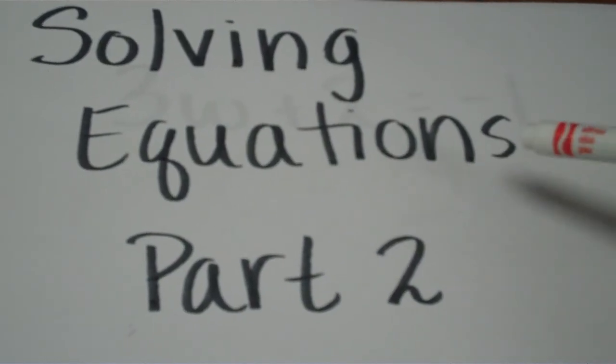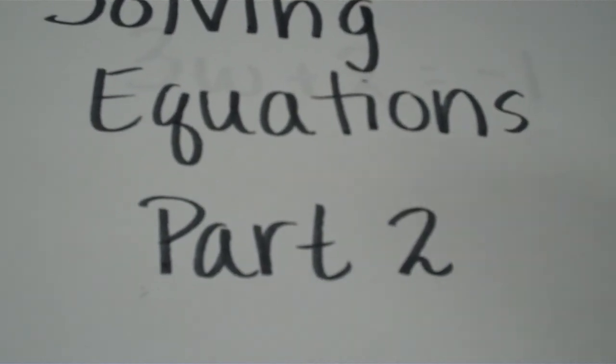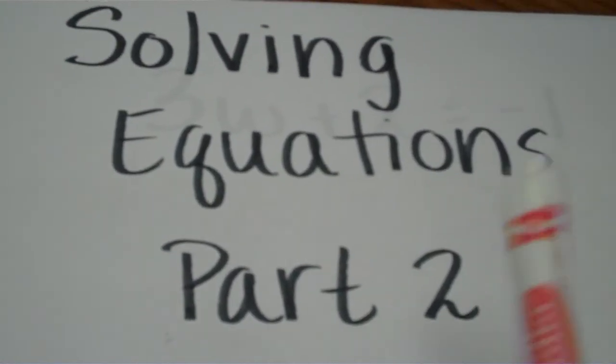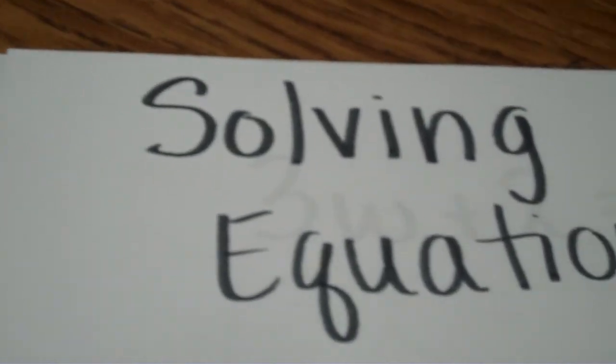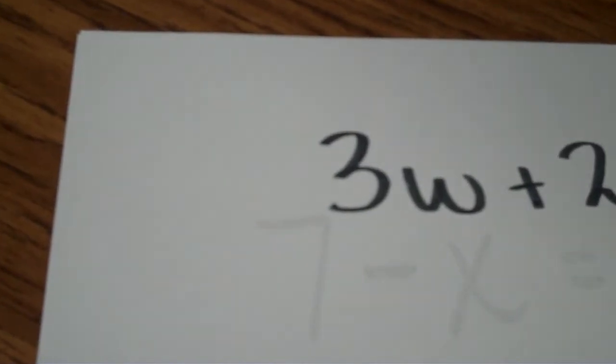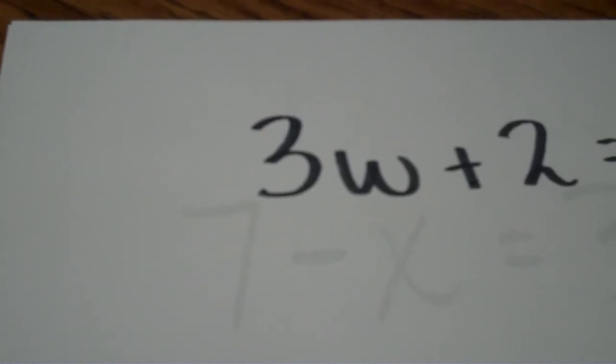So today we're solving equations again, part 2. I'm just going to show you some more examples and we're going to work through them, and I want you to write down every single example I'm doing and then hopefully to clarify some of the things that you got wrong yesterday. So, solving equations part 2. I'm not going to give you the steps again, but we're going to go over how to do it.